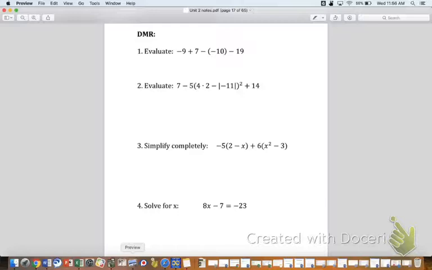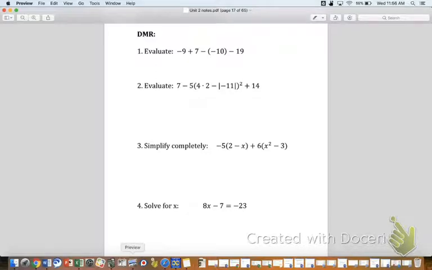A couple things here, written on the far right side of the board. Don't forget that tomorrow, being Thursday, we've got two things going on. Number one, we've got our DMR5 quiz, over the same material that you've been practicing here for the last 5 minutes. That will be at the start of class tomorrow.